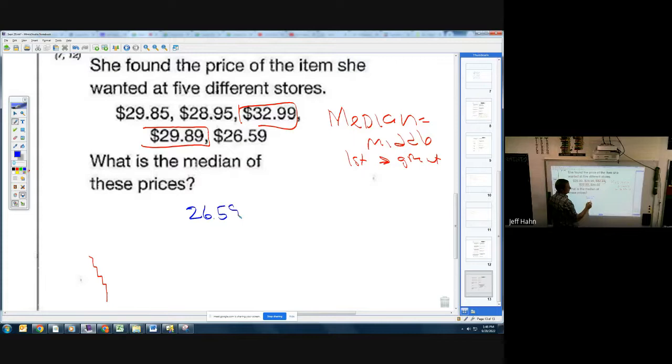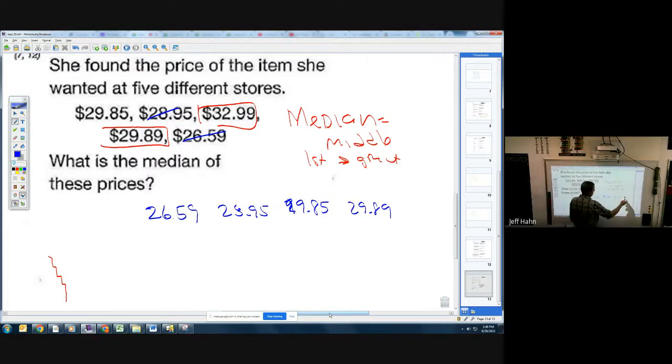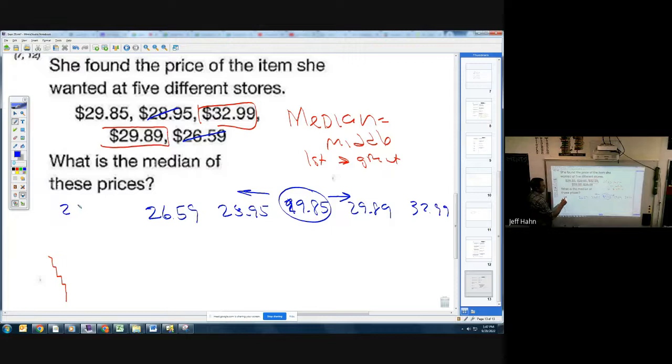26.59. Smallest one. Then it looks like 28.95. Then 29.85. Then from there it goes to 29.89. And then the Dunkin' Donuts price, $32.99. And then the middle number, because there are 5 of them, would be this third one, because there are 2 on this side and 2 on this side. So the answer to that should be $29.85.